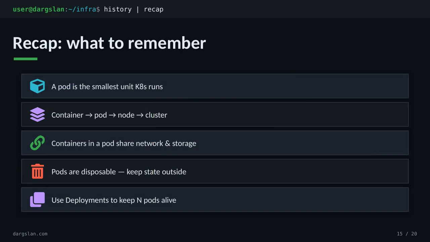So let's pull it all together. A pod is the smallest thing Kubernetes actually runs, and it sits inside that hierarchy we keep coming back to: container, pod, node, cluster. Containers sharing a pod also share network and storage, which is exactly why you put tightly coupled processes together. Pods themselves are disposable, so keep any state outside of them. And when you need a certain number running at all times, that's what deployments are for.